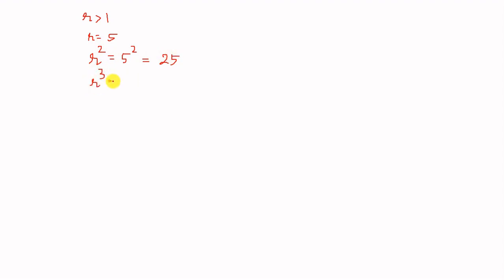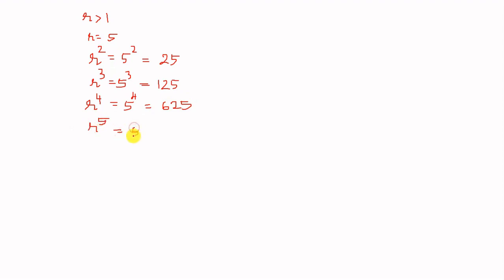Find r cube, this is 5 cube. 5 cube means 5 into 5 into 5, you'll get 125. r raised to 4 will be 5 raised to 4. 5 multiplied 4 times, so you'll get 625.